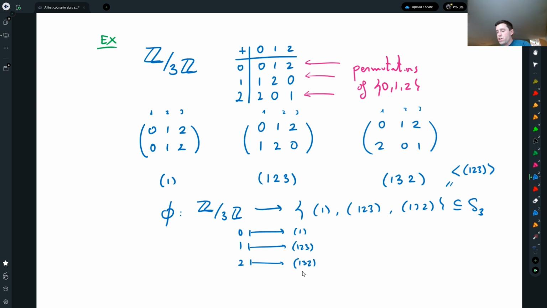How is this a bijection? Well, it is a bijection for sure. But how is this an isomorphism? Why is it preserving structure? Well, it is because I can write this in a different way. I can write this as n mod 3 goes to (1 2 3) to the nth power. You see that now it does work: 0 modulo 3 goes to the identity, 1 goes to (1 2 3), and 2 goes to (1 2 3) squared, which is (1 3 2).